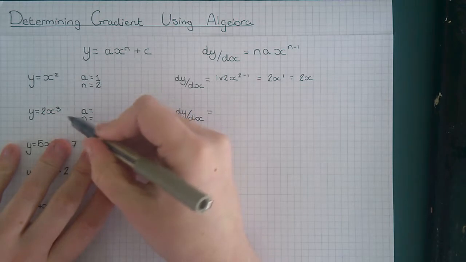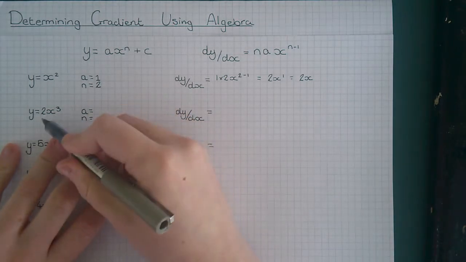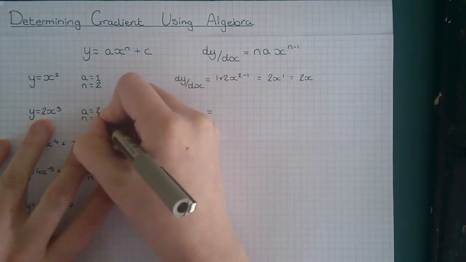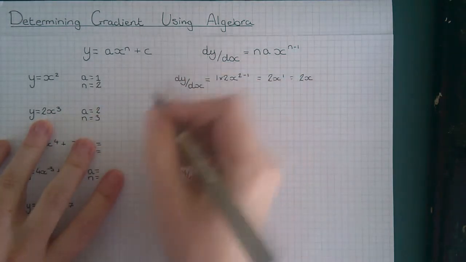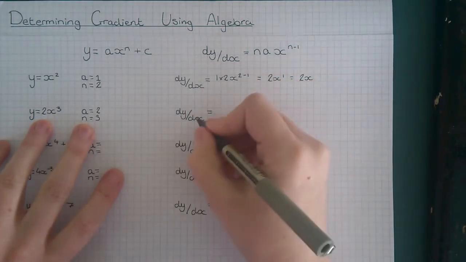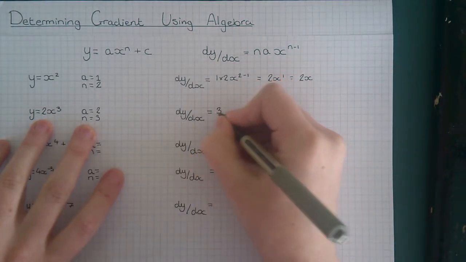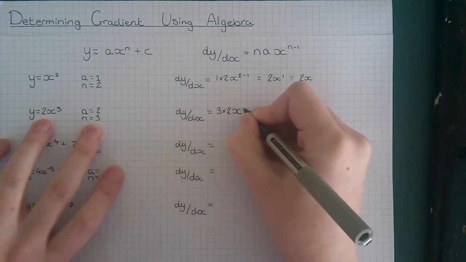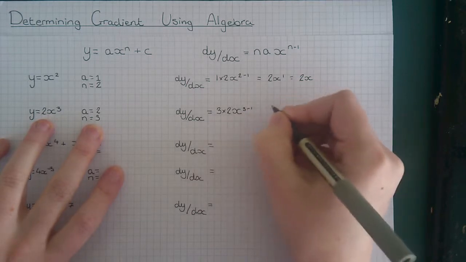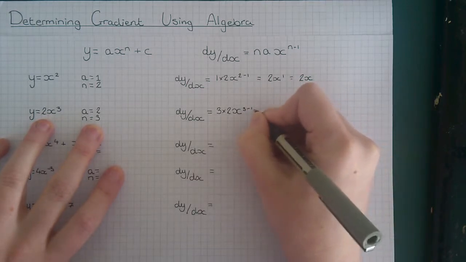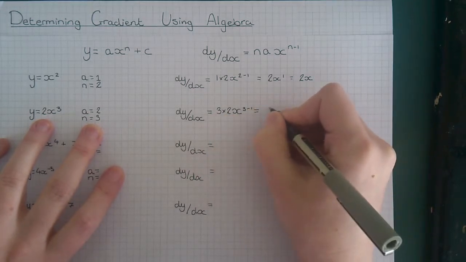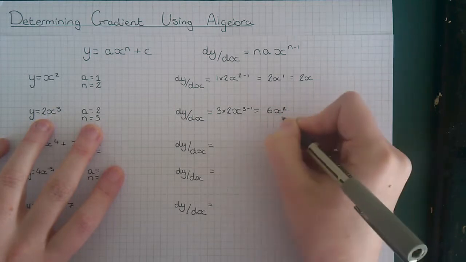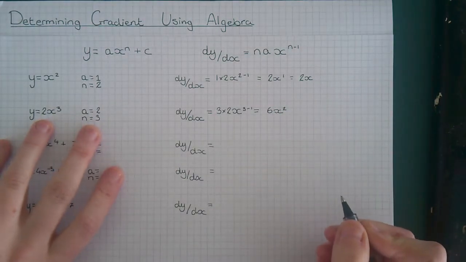Our next example is y equals 2x cubed, 2x to the power of 3. A equals 2 and n equals 3. So using our general equation again, dy by dx equals 3 times 2x to the power of 3 minus 1. 3 times 2 is 6, and 3 minus 1 is 2. So our final value is 6x squared.